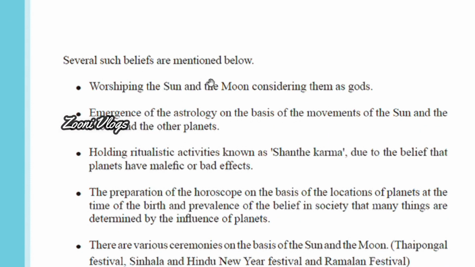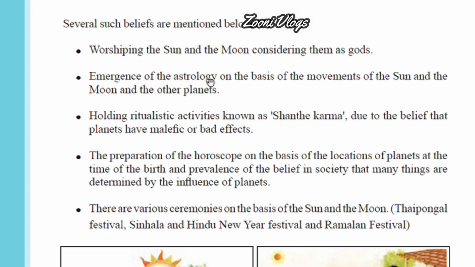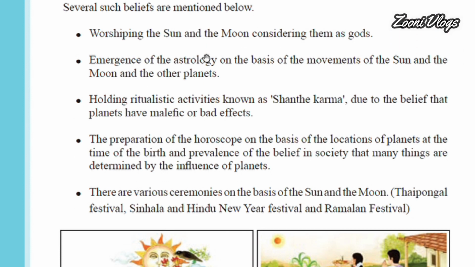Now, I think you all have a horoscope with you, especially Hindu people, Tamil people, Sinhala people. They all have their own horoscope. They worship the sun and the moon, considering them as gods, especially Tamil people and Sinhala people, and Hindus also. In the Thai Pongal festival, they worship the sun. In the Sinhala and Tamil New Year, there is a part for this as well.